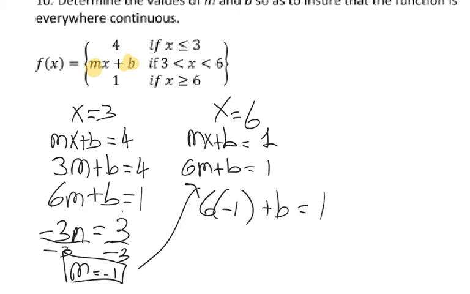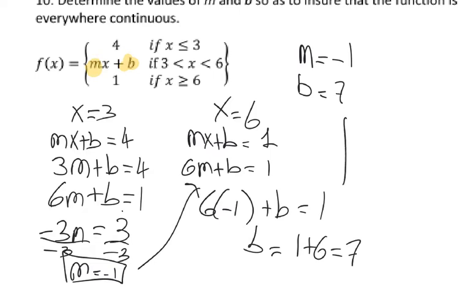6 times negative 1 is negative 6. I add it to both sides. b is equal to 1 plus 6, that is 7. So my answer would be m equal to negative 1 and my y-intercept b equal to 7.